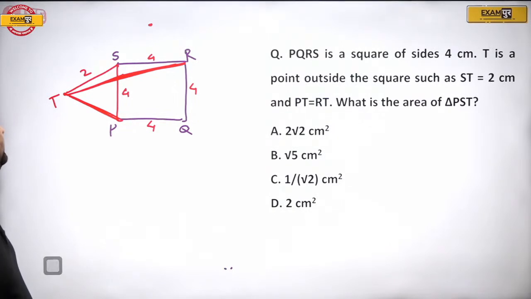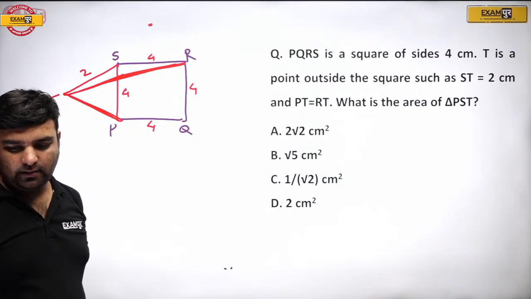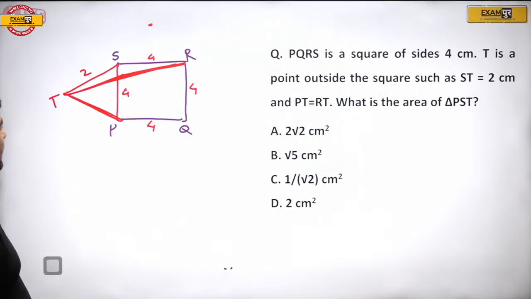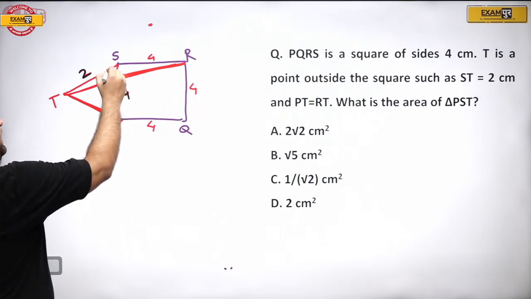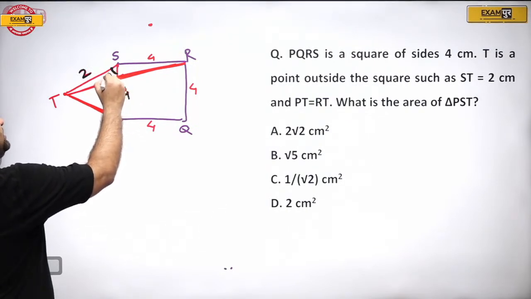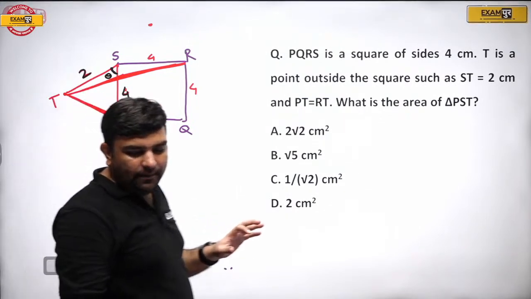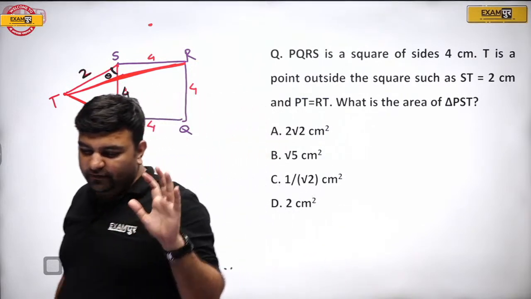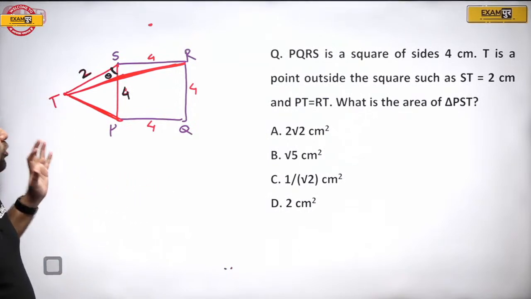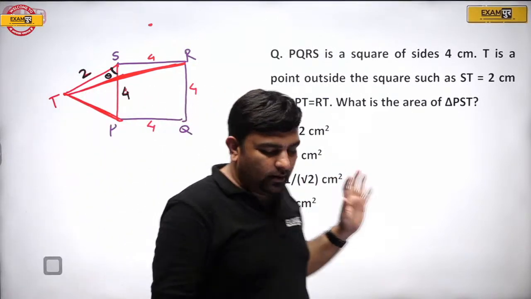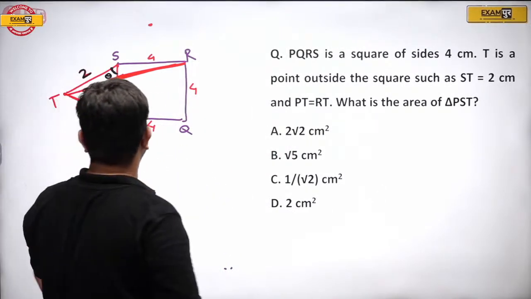Be on the target, guys, at what is missing. If this side is known and this side is known, and if the angle between them is known, then all the job is done. If two sides are known and the angle between them is known, then the whole job is done. I'm approaching it like this.